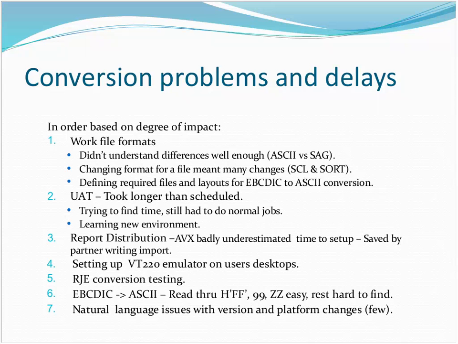Next problem was setting up the emulators on people's desktops. It was pretty easy to do for AVX people, but trying to get outside people to do it was a problem. I'll get a little more into it later. The RG conversions just took way longer than we expected because you had to really know what the program was doing to test it, and that's something that we could do that Kronos or SAG couldn't do.